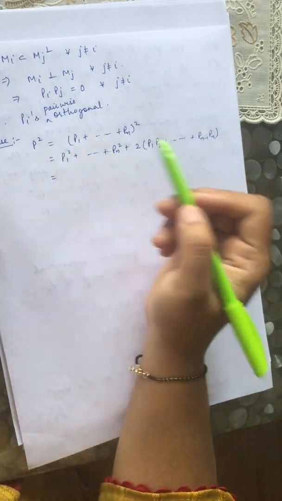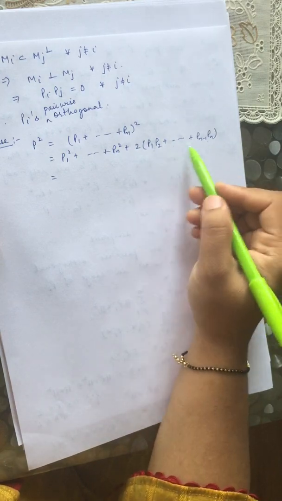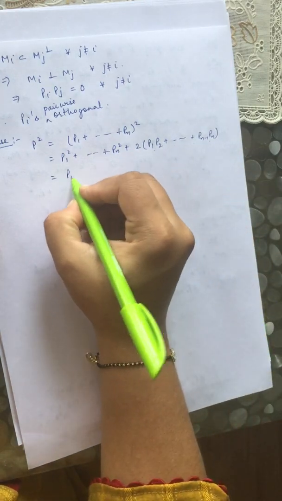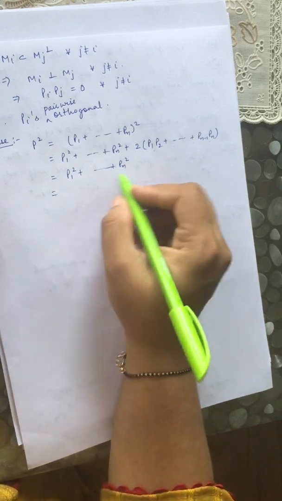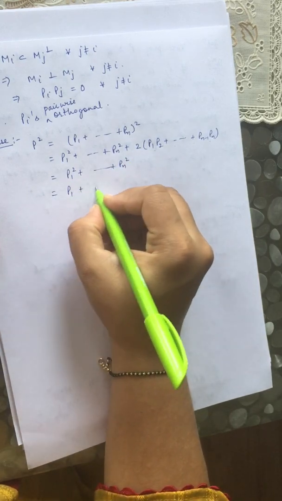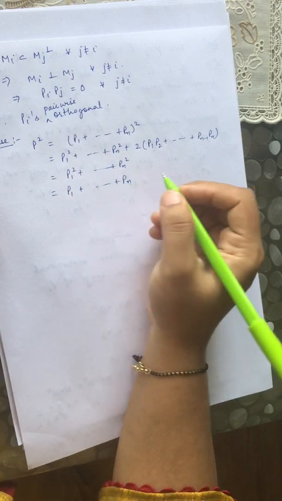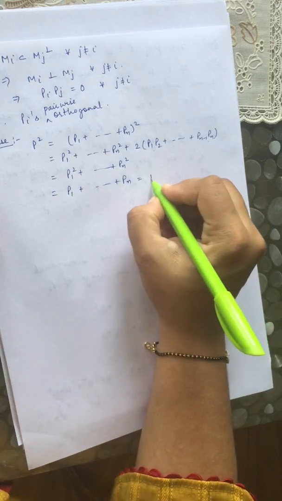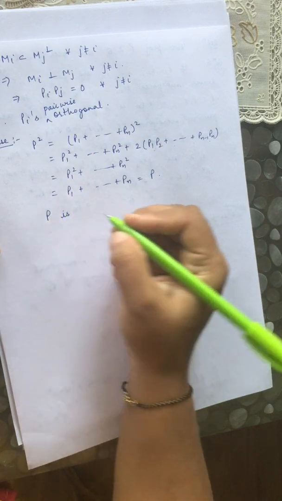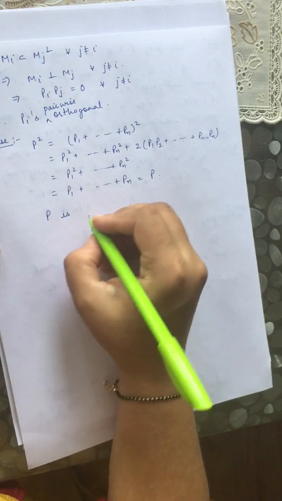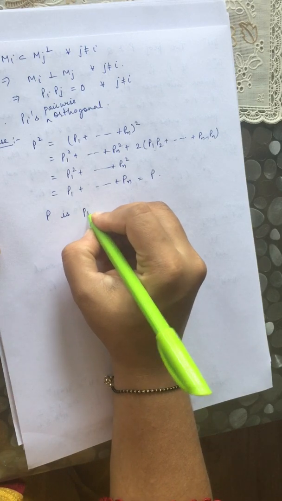So because Pi's are pairwise orthogonal, all these factors are 0, so it will be left only P1 square up to Pn square, and we know all these are projections, so they are idempotent, so their squares are equal to just the projections, so this is equal to P. So P square is equal to P means P is idempotent and it is self-adjoint operator always, so it is projection.